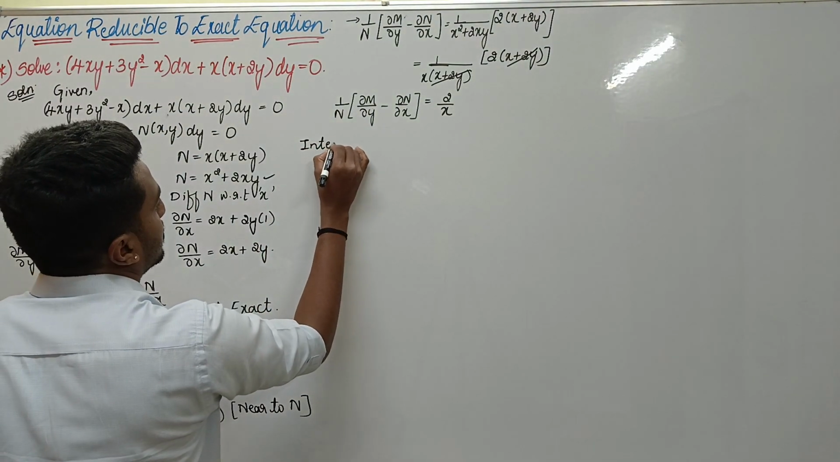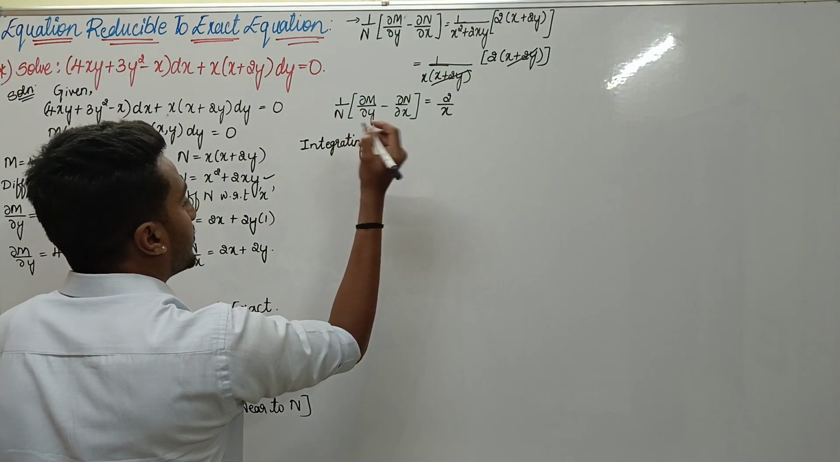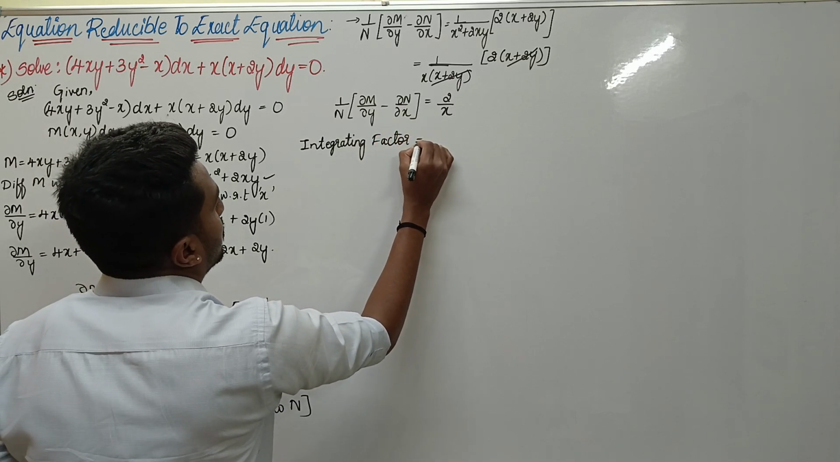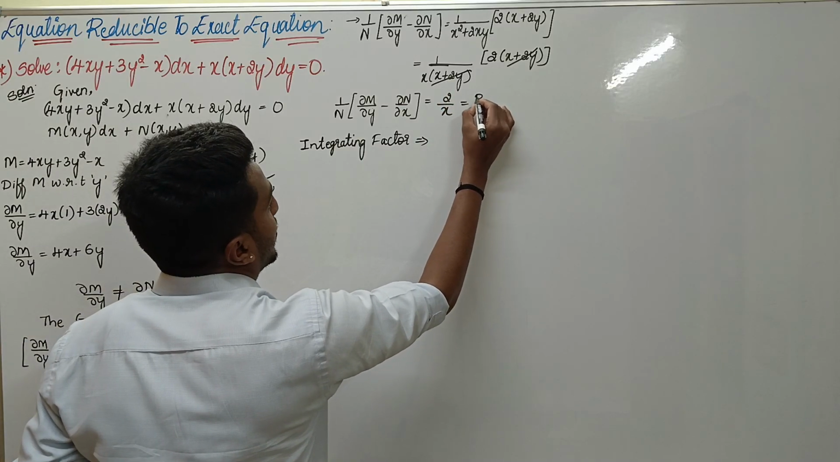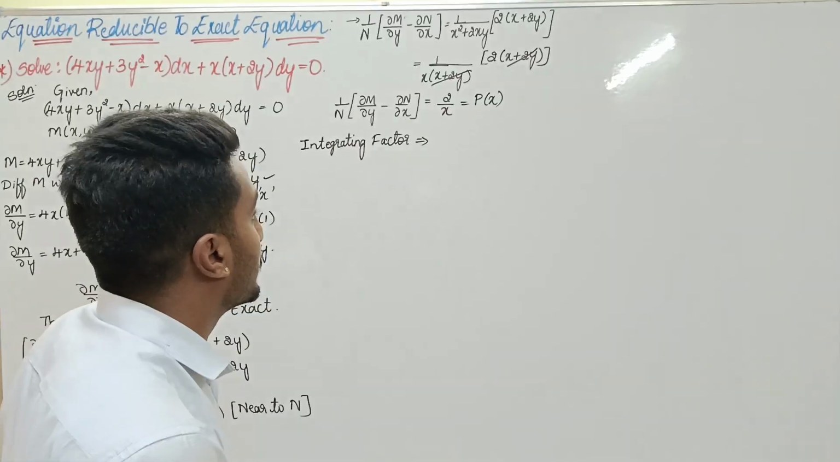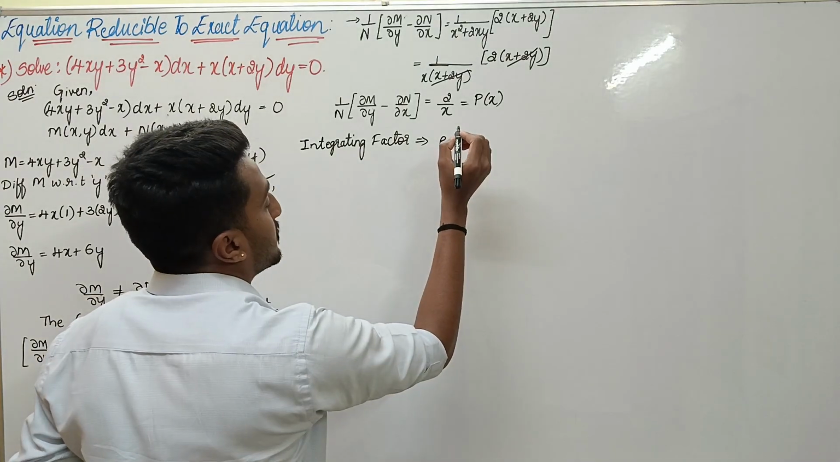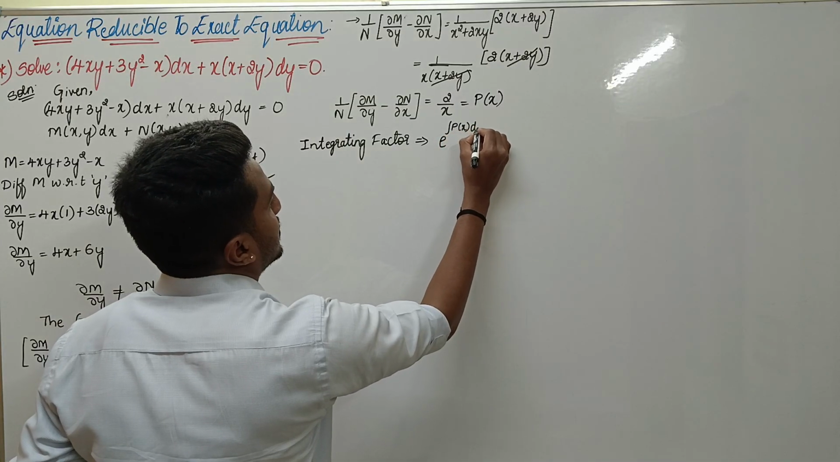Now, we are going to find the integrating factor, or integral factor. Both are the same. What is this? 2 by x, I am going to represent it as p of x. Now, the integrating factor is defined with respect to e. e raised to the power of integral of p of x dx.